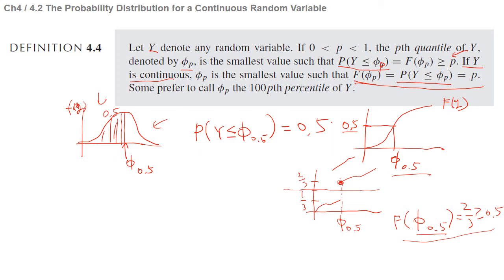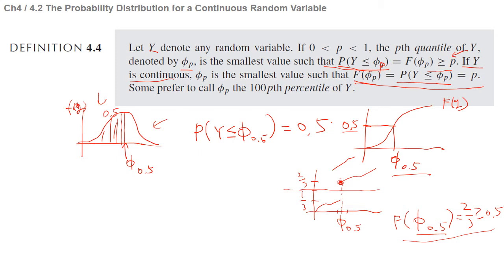If pi 0.5 is a little bit greater than here, the inequality would still hold, but this pi 0.5 is the smallest value. If it is a little less than this value, then F of that value would be 1 over 3 or less than 1 over 3. So for the general case, we use this definition for the quantile.